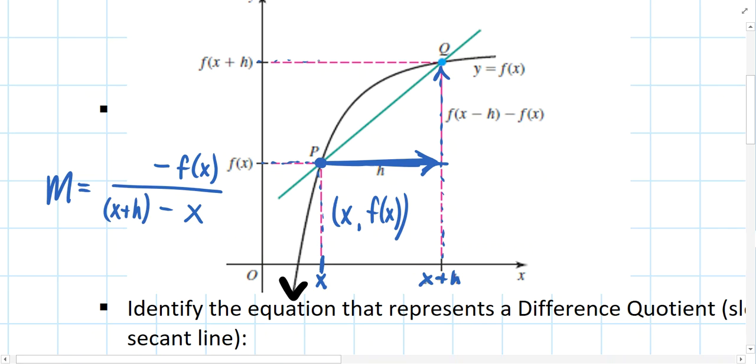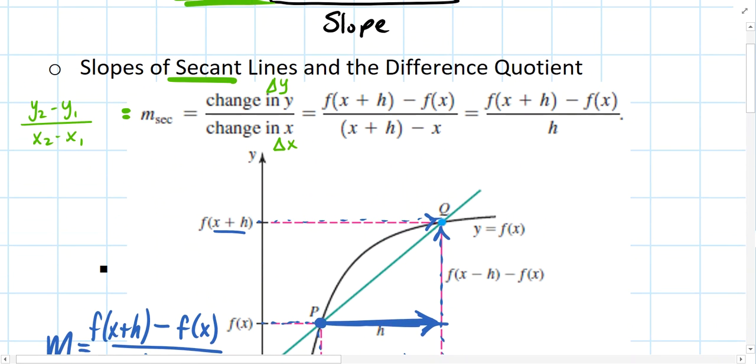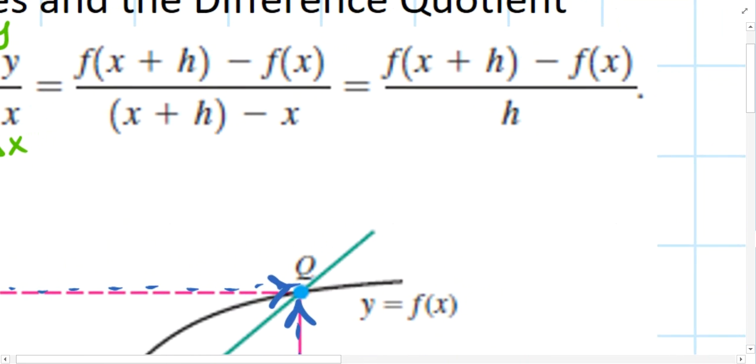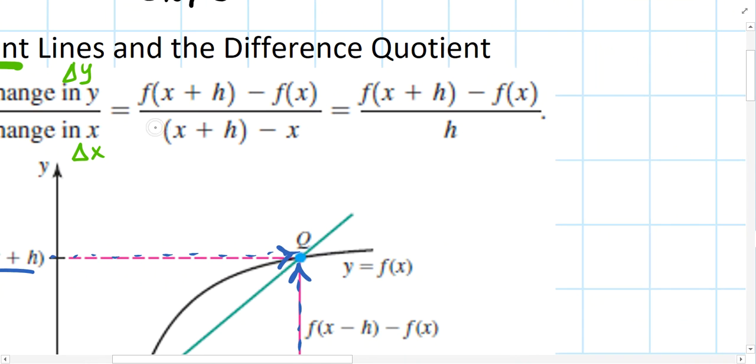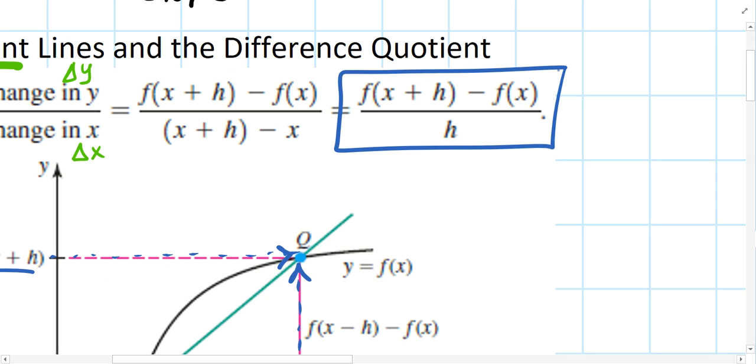And therefore, the y value associated with this position is not just f of x anymore, but it's f evaluated at whatever x plus h was. And so this slope of our secant line is represented by this equation, and it's just a modified form of the slope equation that we've seen so many times in the past. But what's particularly helpful is to see that this denominator simplifies a little bit, and it becomes this particular expression.